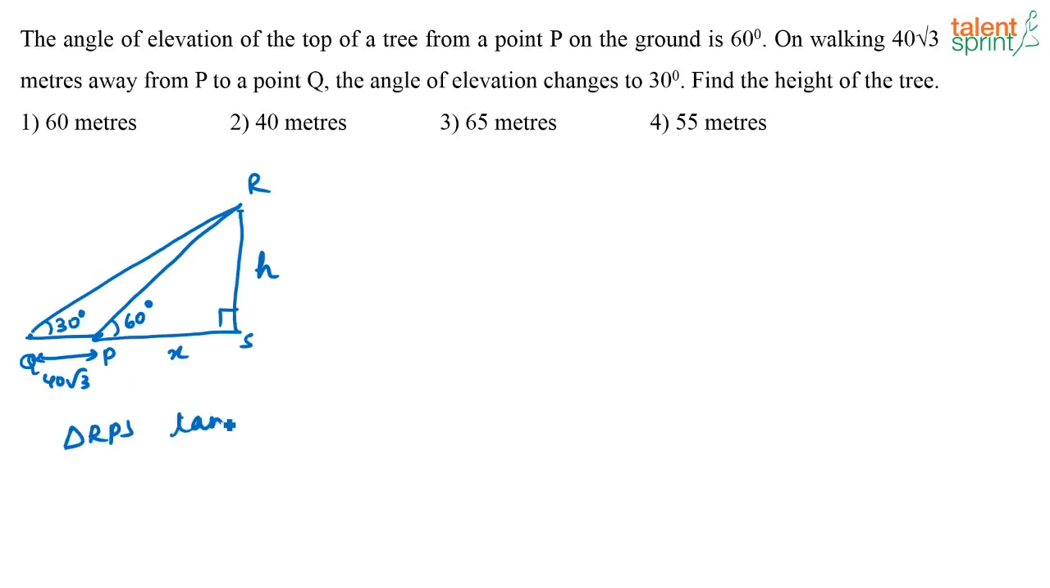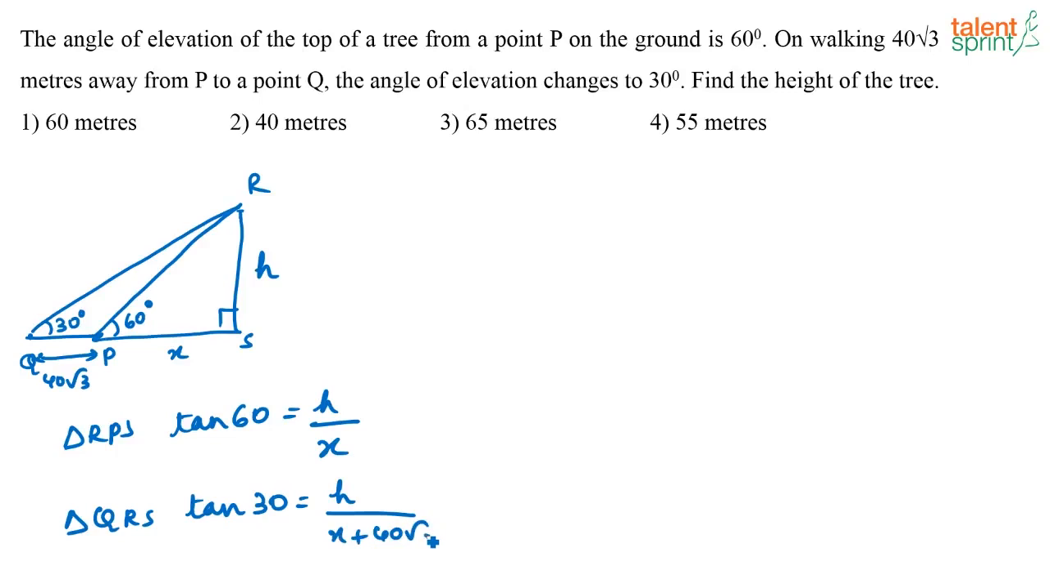I can say tan 60 is equal to the opposite side by the adjacent side, that is h by x. Similarly, if I consider the triangle QRS, again a right angle triangle, I can say tan 30 is equal to the opposite side, that is h divided by x plus 40 root 3. Yes, this length QS is x plus 40 root 3. Solve for these two and find out the value of h.